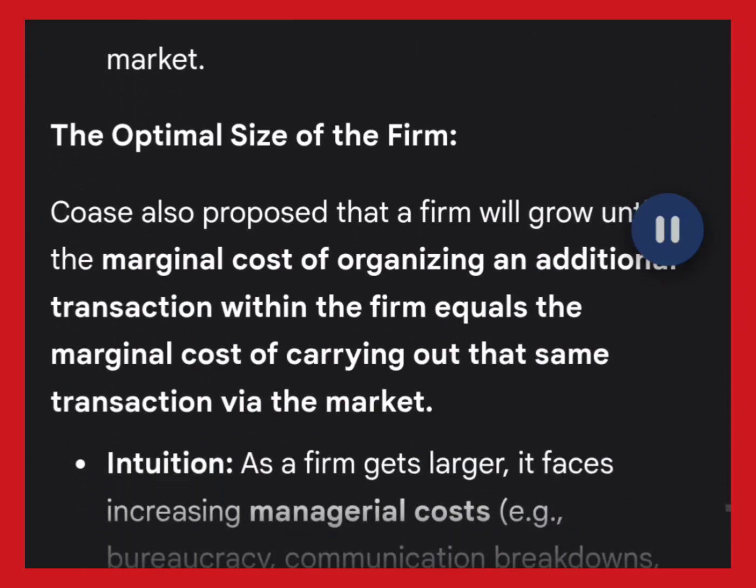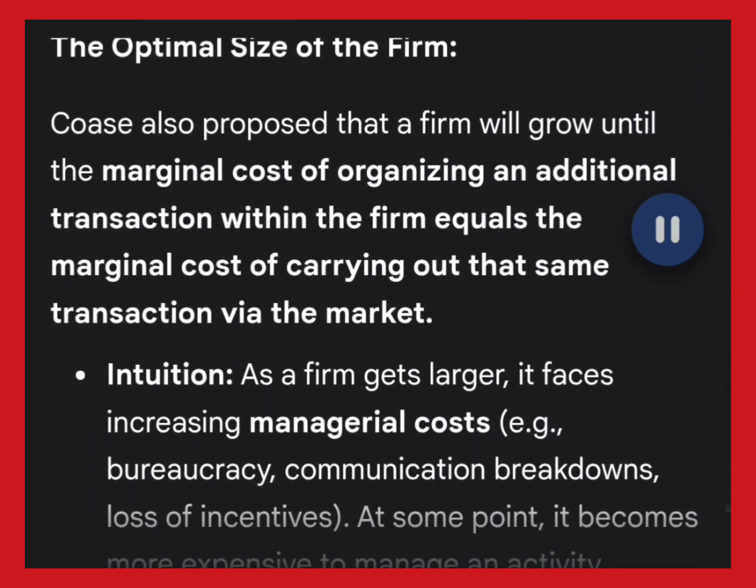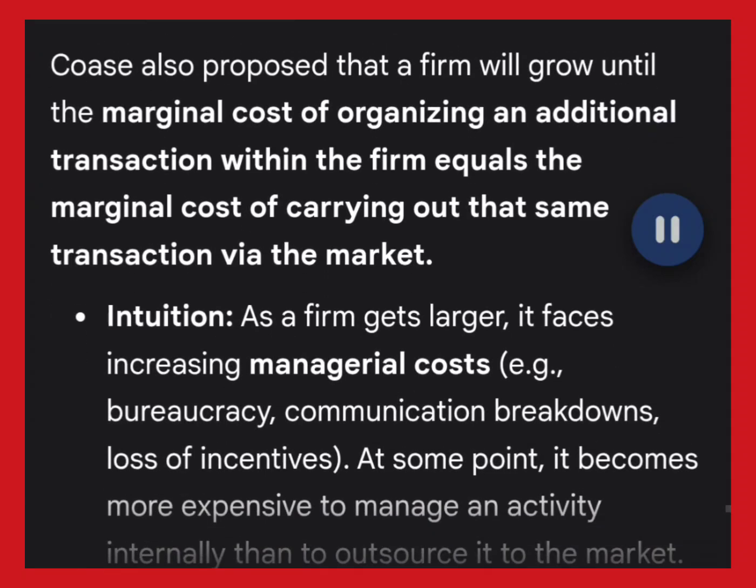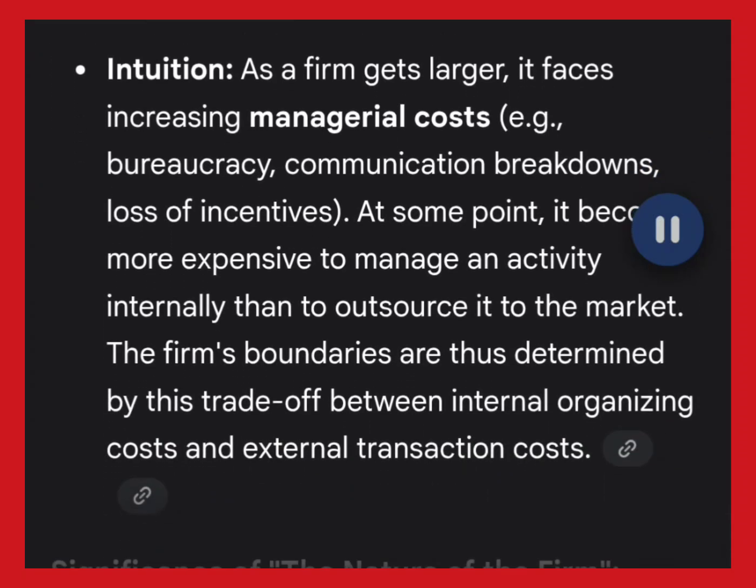Coase also proposed that a firm will grow until the marginal cost of organizing an additional transaction within the firm equals the marginal cost of carrying out that same transaction via the market. Intuition: as a firm gets larger, it faces increasing managerial costs, e.g., bureaucracy, communication breakdowns, loss of incentives. At some point, it becomes more expensive to manage an activity internally than to outsource it to the market. The firm's boundaries are thus determined by this trade-off between internal organizing costs and external transaction costs.